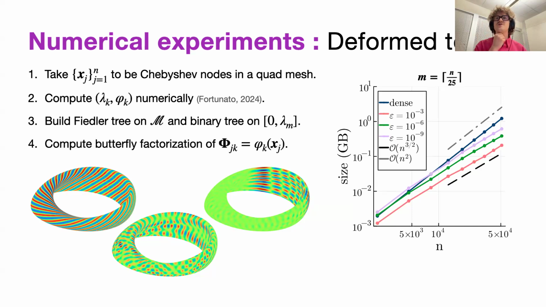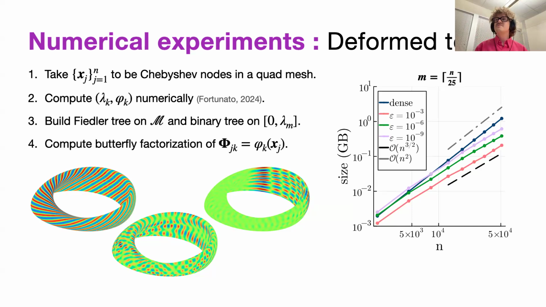So on the right, we show the results. Here we have the size of the resulting factorization in memory as a function of n, the number of discretization points. And here we take the number of eigenfunctions in our transform matrix to be n over 25, right? So as we get a finer and finer mesh, we can resolve eigenfunctions that have finer and finer oscillations. So we should also be able to take a larger number of eigenfunctions. So this is a sort of natural scaling. It's essentially saying we want to keep the points per wavelength constant, right?